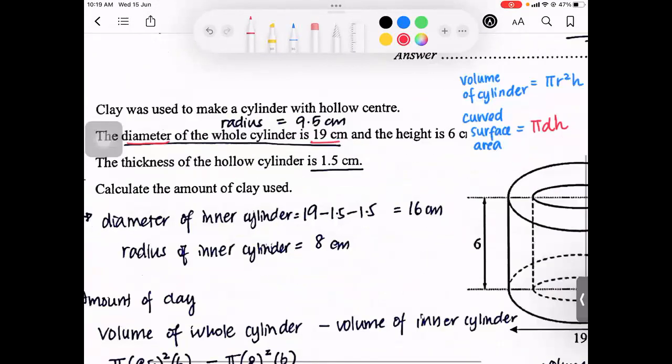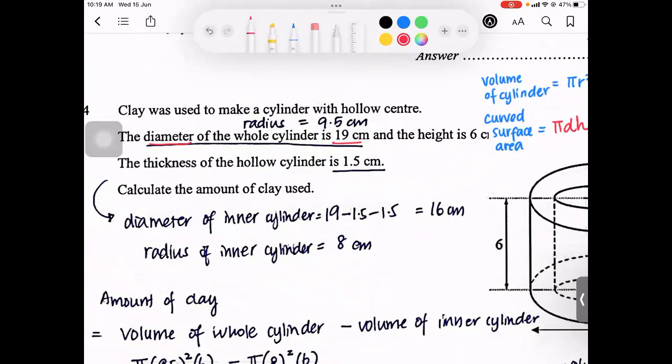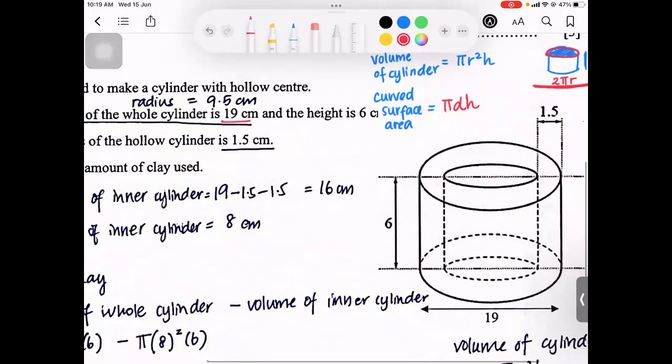Height is 6 cm. The thickness of the hollow cylinder means the one inside is being removed. This is empty, so only the solid portion outside is available. They say the thickness is 1.5, but thickness goes two ways. This is 1.5, this is also 1.5. So what is this trying to tell you? The diameter of the inner portion of the cylinder will be 19 minus 1.5 minus 1.5.